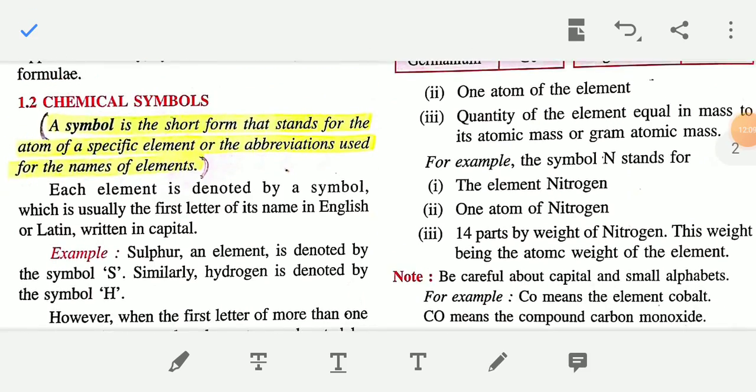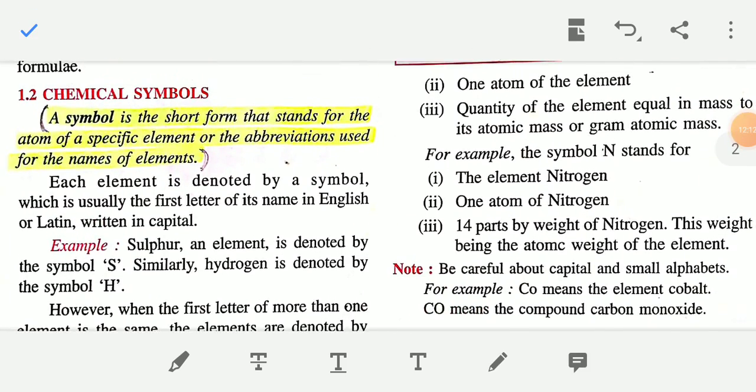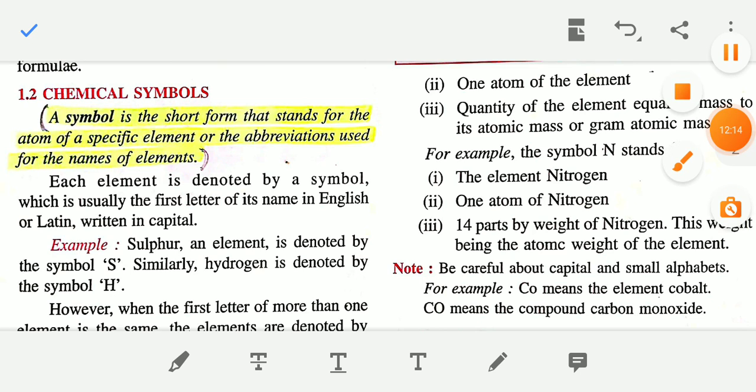Now, what is a chemical symbol? What is the definition of a chemical symbol? A symbol is the short form that stands for the atom of a specific element, or the abbreviation used for the names of elements. Each element is denoted by a symbol which is usually the first letter of its name in English or in Latin, written in capital.